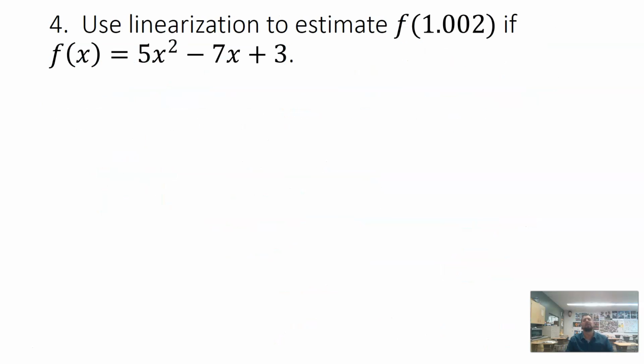Now luckily we're to the point now where these problems do not take nearly as long. We are using linearization on both 4 and 5 to try and do an estimate of this function right here at, and it really should say at x equals 1. I mean, that's the number that's really close. So I take 1 and I plug it in for x. And then to find out what y1 is, I take that same value and I plug that in. So 5 times 1 squared minus 7 times 1 plus 3. That's 5 minus 7 plus 3. That gives me positive 1.